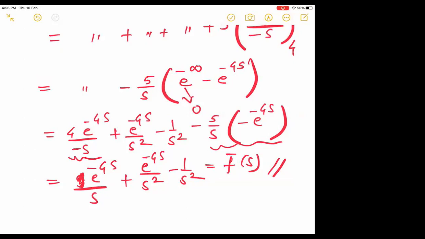So along with integration formulae, calculations are also very, very important till you get the last answer correctly. That is required in all these transformation problems.